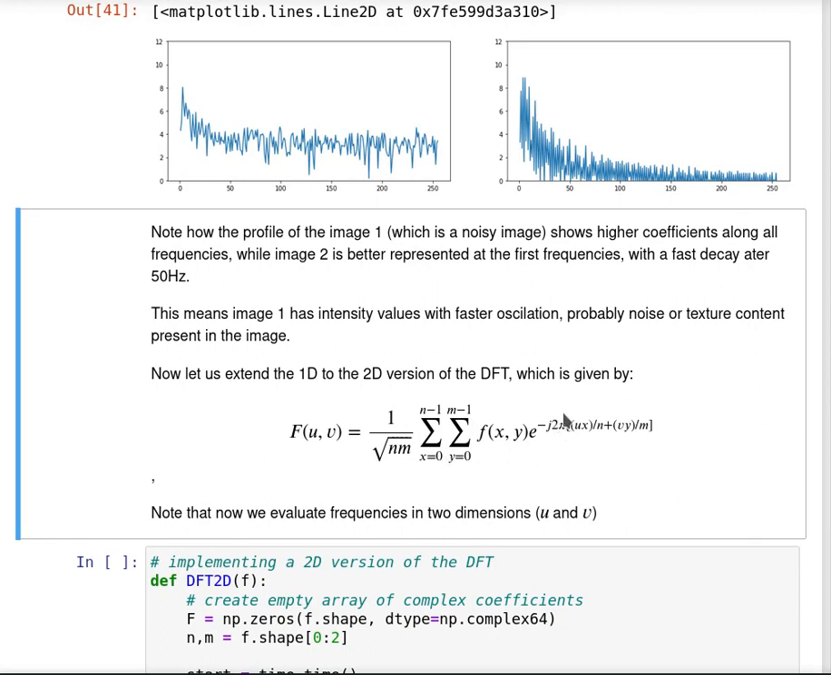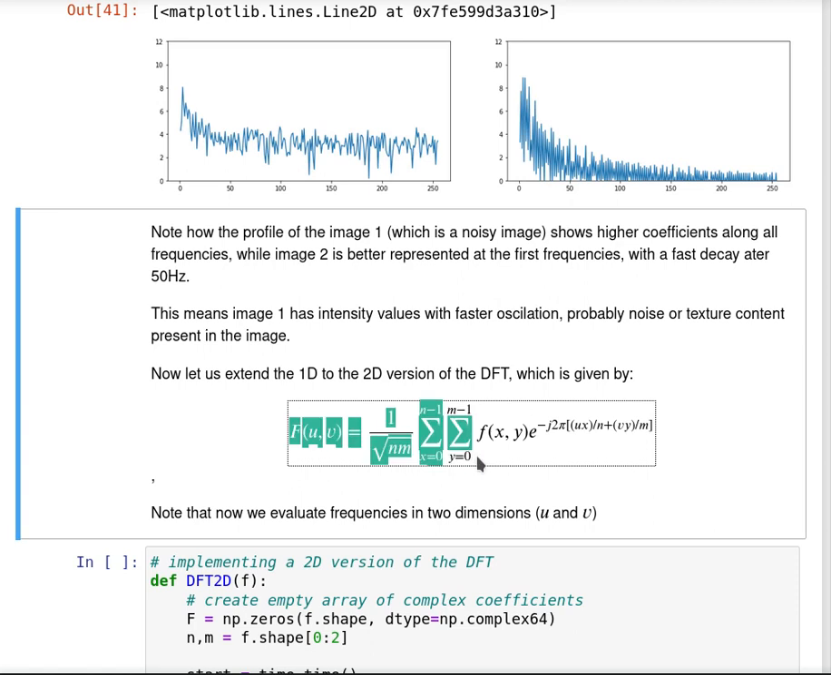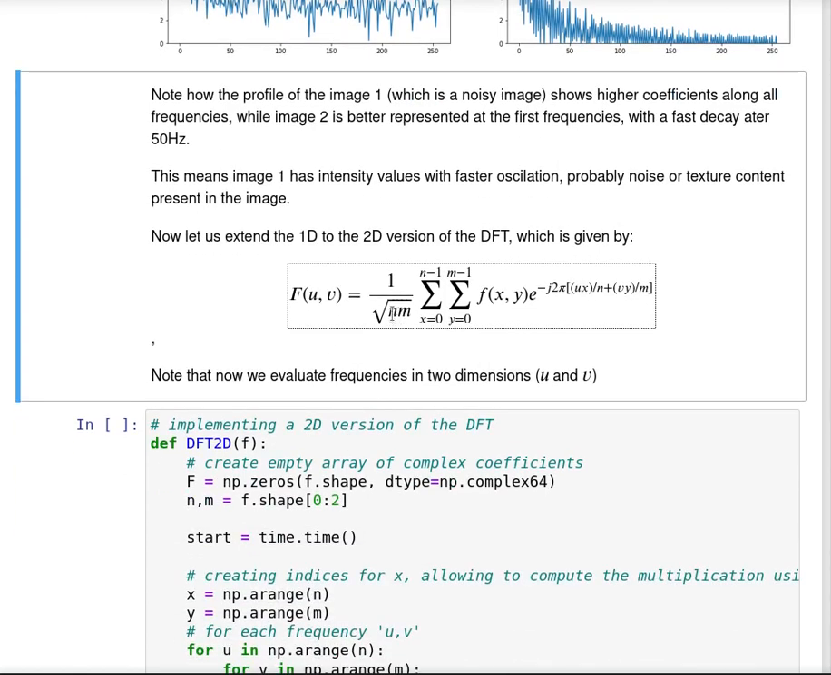And now also the complex exponential has two terms inside: ux divided by n, which is related to the x direction, and vy divided by m, which is the variation along the second direction, which is y. So I'm basically computing the summation in both directions, x and y. And the square root is now n times m, because it is the total number of pixels in the image.